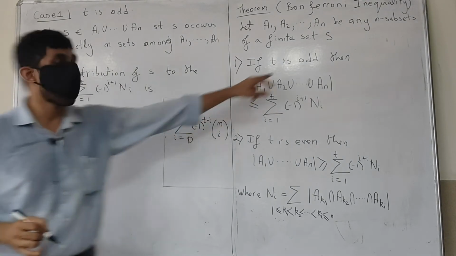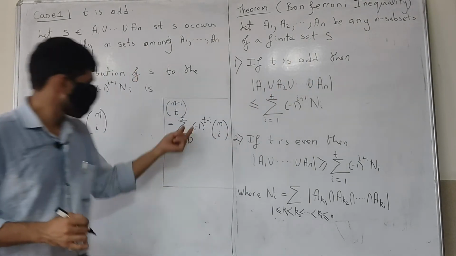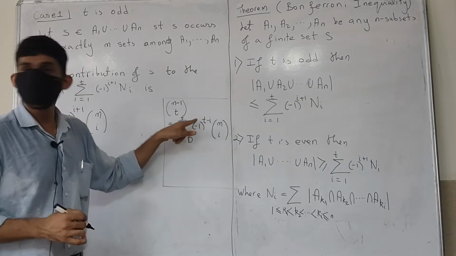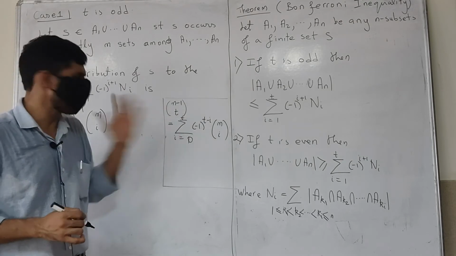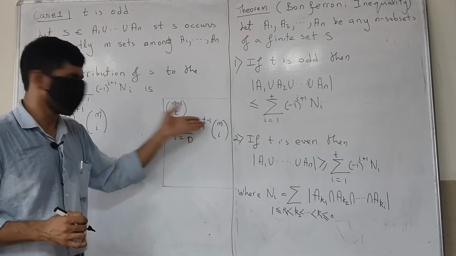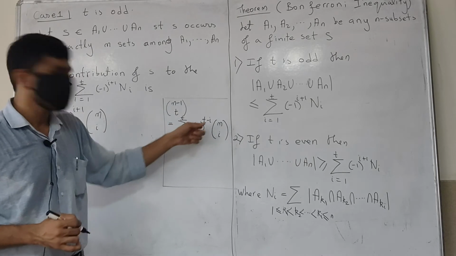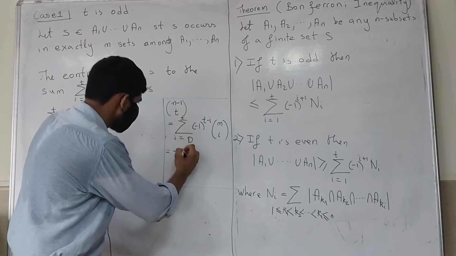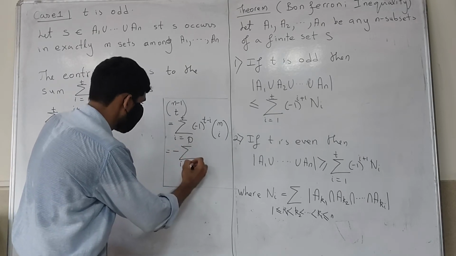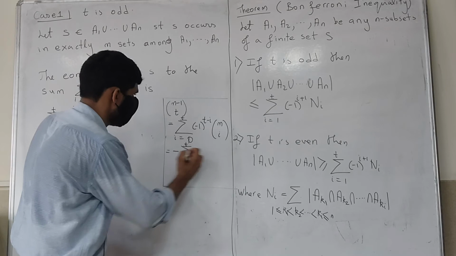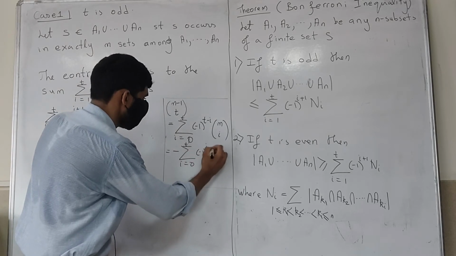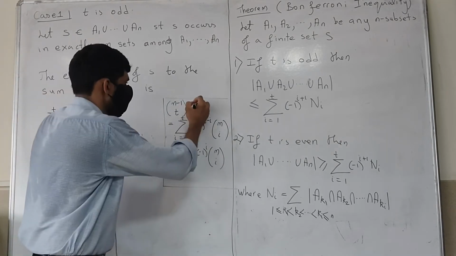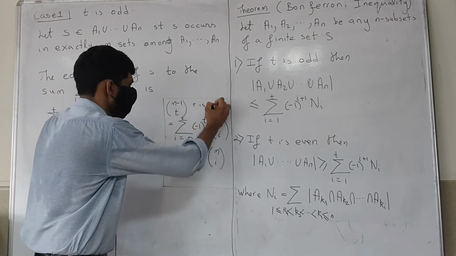But t is an odd number, right? So minus 1 raised to t is negative. And anyway, minus 1 raised to minus I, minus 1 raised to I is the same thing. So you will get here nothing but minus summation I going from 0 to t, minus 1 raised to I MCI. This is what you get when t is odd.